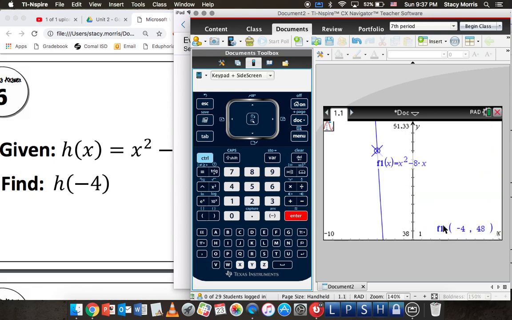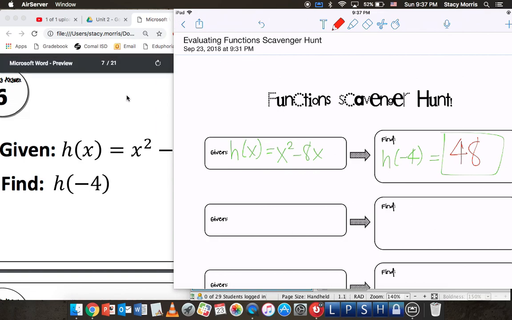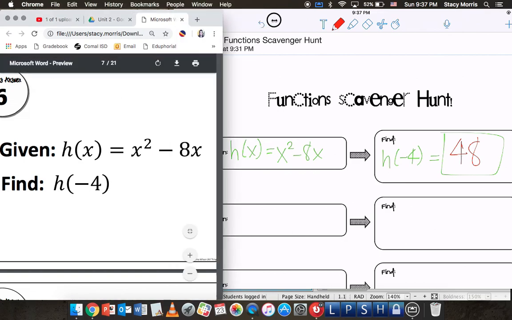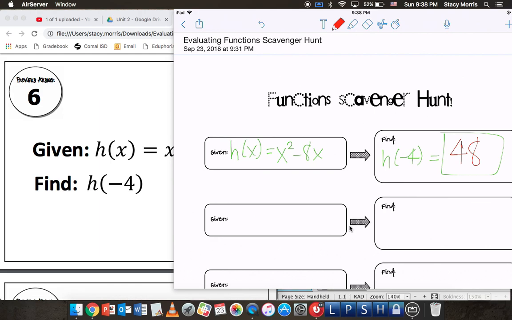When I push enter, here is my answer. When x is negative 4, y is 48. So my answer to this problem is 48. Back on my paper, h of negative 4 equals 48. So that's what I'm going to write here, 48. And then that answer, 48, should be on one of the other scavenger hunt papers. You're going to go find where it says previous answer should be 48, and that would be your next problem. Then on your paper, you're going to write the next problem, and then you're going to do that too.